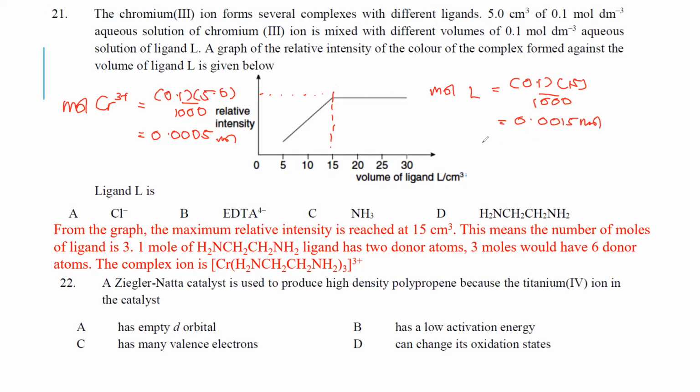So in here, you can see that the ratio of the chromium 3 plus to the ligand is 0.0005 to 0.0015. So it's 1 to 3. So that's why in here we said that the ligand is 3. Usually chromium will form a coordination number equal to 6. So therefore, if you have only 3 ligands but 6 coordination number, that means these 3 ligands are bidentate ligands.